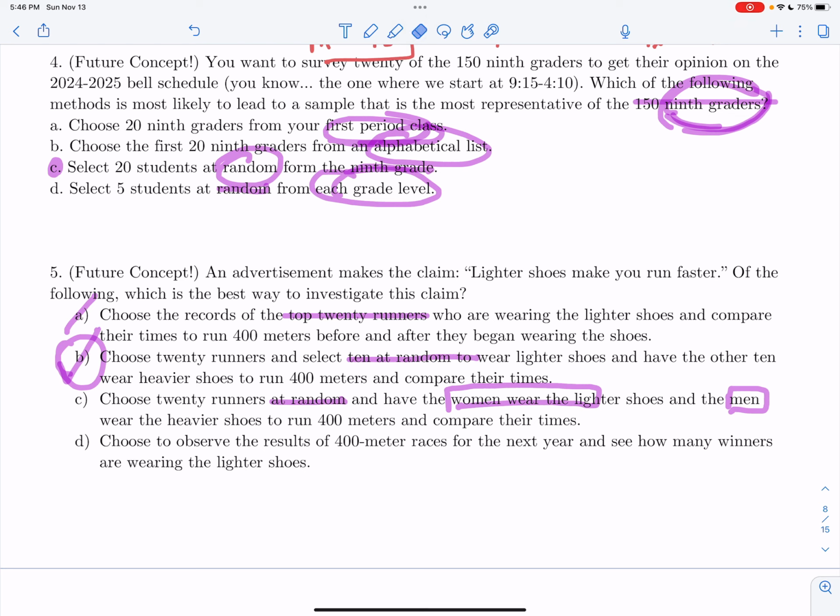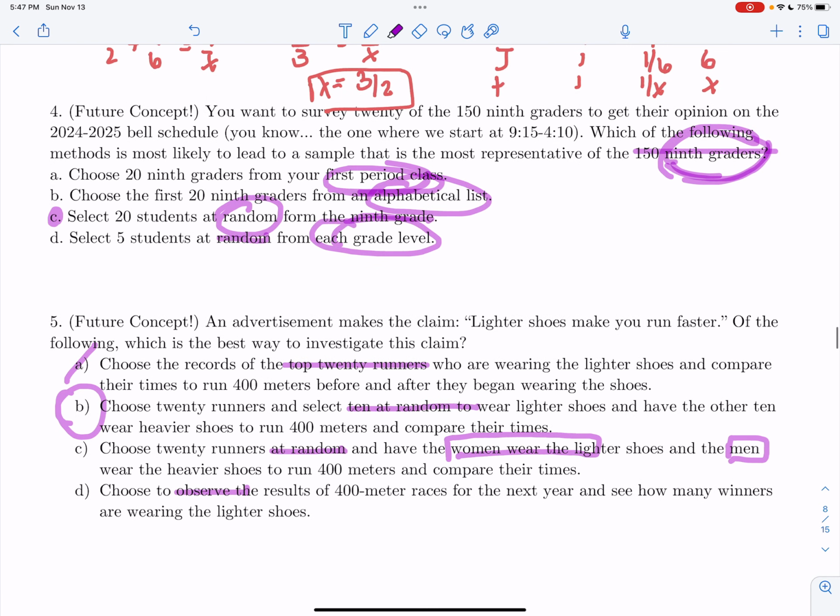And then D says, choose to observe the results of 400-meter races for the next year and see how many winners are wearing lighter shoes. For this one, you're observing the claim. But observing the claim doesn't really make sense because you really want to experiment with it. So that's why B is the correct answer.